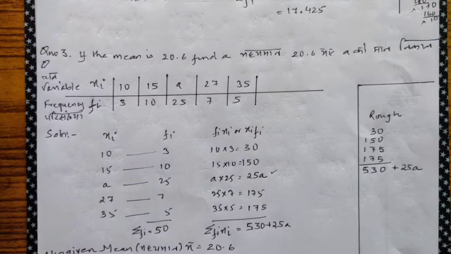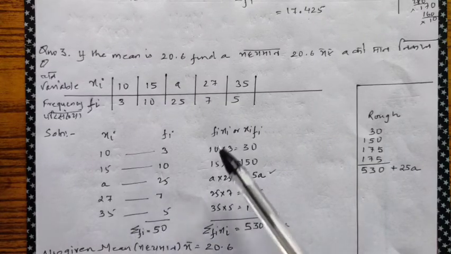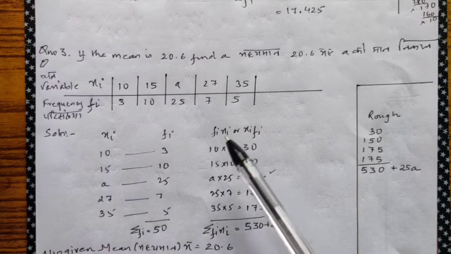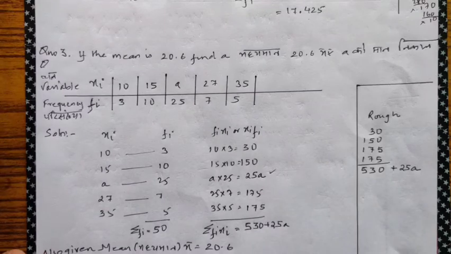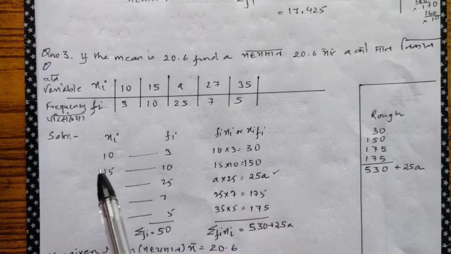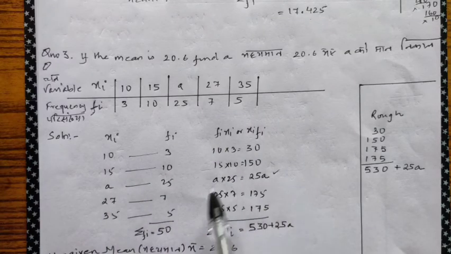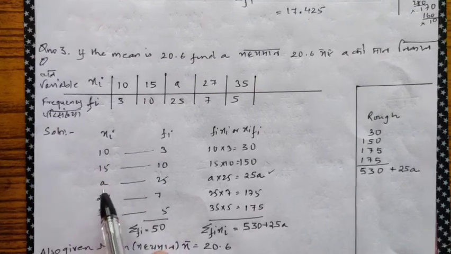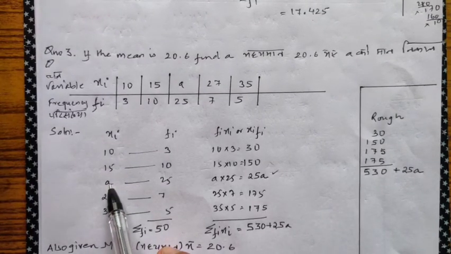So let's make 3 tables again. First table, second table, third table: xi, fi, and fi xi, or xi fi, whatever you wish to write. Under xi and fi all the values are given right here. Okay, let's multiply the first one. 10 into 3, 30. Then second one, 15 into 10, 150.